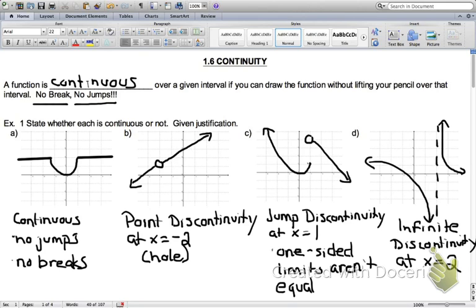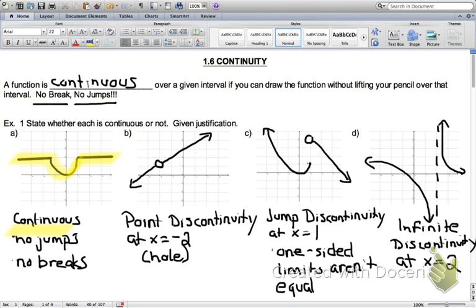I have gone ahead and already filled this part in for you, but let's go through it together. So in our first example here, in A, we look at this function and you see that it is continuous. The reason being is there's no jumps and no breaks. That is because we can follow along and trace it and never have to lift our pencil. Therefore, it is no breaks, no jumps, and continuous.